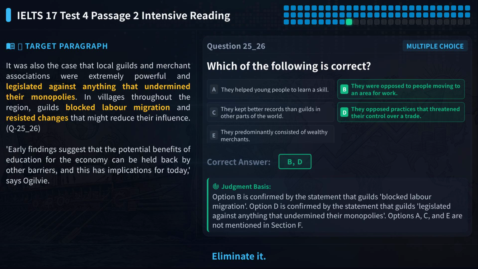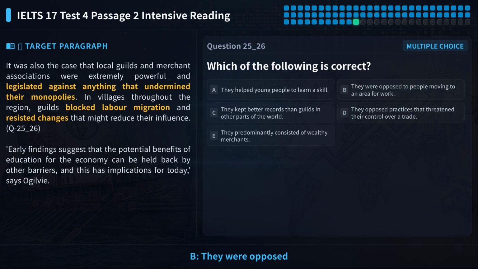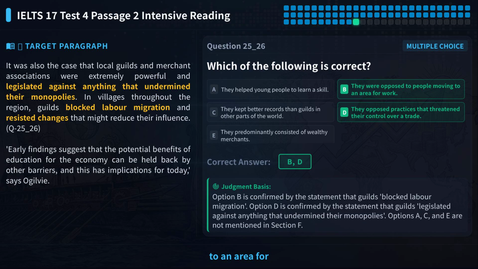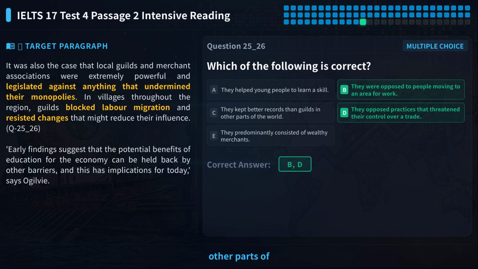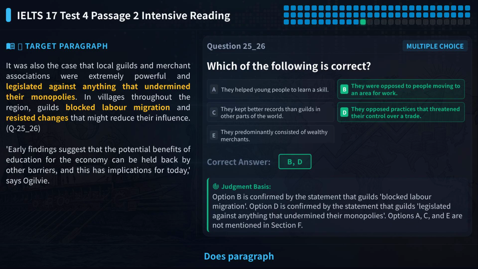Eliminate it. Now check option B, they were opposed to people moving to an area for work. Paragraph F clearly says guilds blocked labor migration. This matches option B perfectly. So option B is correct. Now option C, they kept better records than guilds in other parts of the world. Does paragraph F compare record-keeping quality? No. It only mentions that guilds kept records, but not that they were better. So option C is not supported.